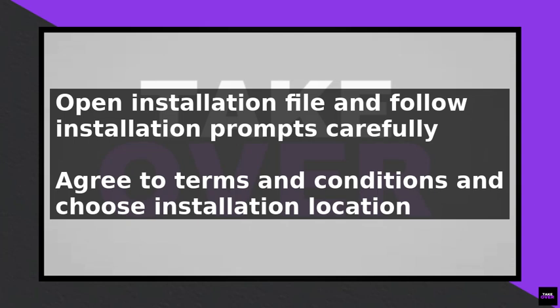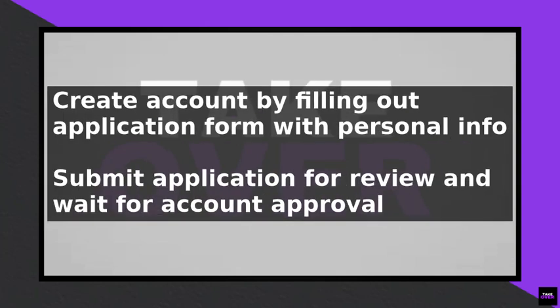If you do not have an account, you will need to create one before you can log in. To create an account, go to the Thinkorswim website and click on the Open an Account button. Fill out the application form with your personal and financial information, and then submit it for review. Once your account is approved, you can log in to the Thinkorswim platform and start using it.